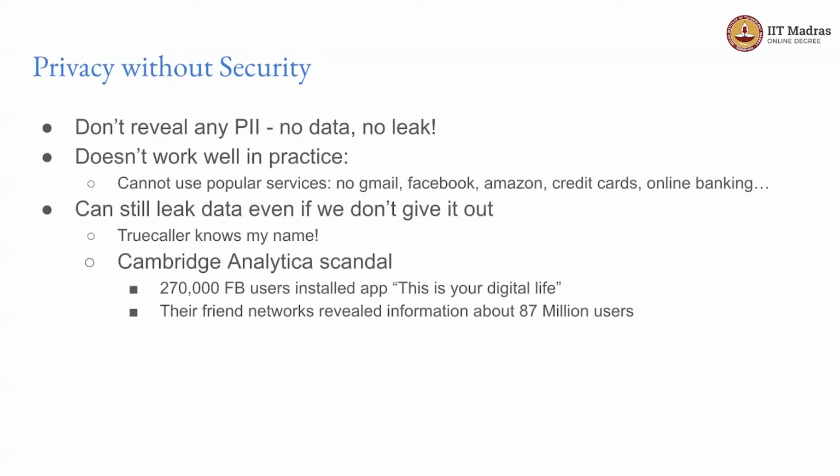There was a much more serious version of this, which was the Cambridge Analytica scandal, which came up around the 2016 elections in the United States. And what happened over there was several 100,000 Facebook users installed an app called This Is Your Digital Life. The problem with that app was it also started collecting information about their friend networks, and ultimately revealed quite a lot of information about nearly 80 million users, more than 80 million users of Facebook, even though the majority of them had nothing to do with that app.